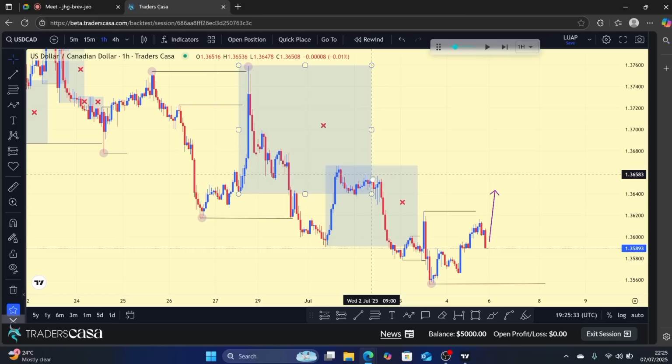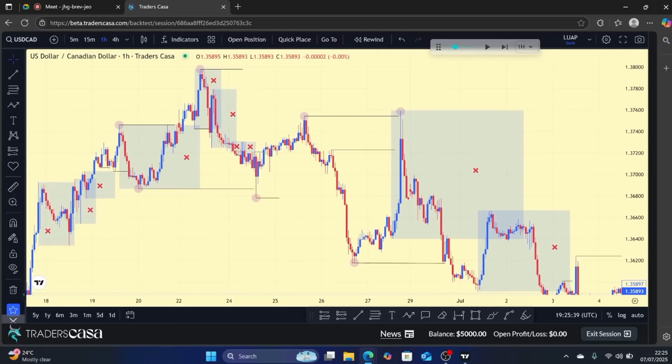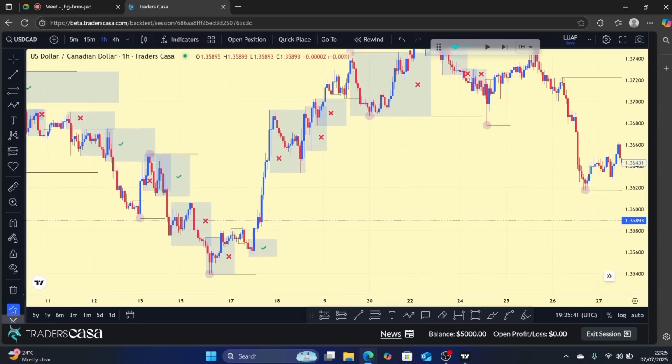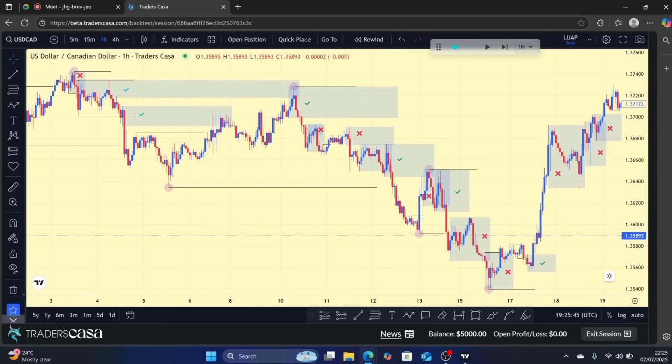So I'll be stopping here. I believe you have gotten what I meant. It's actually not that hard, very easy. The first one is the one that is unmitigated and on the extreme of the range. The second one is the one that comes right after the inducement is taken out. There can only be two valid order flows.